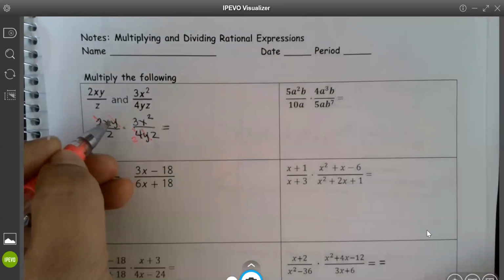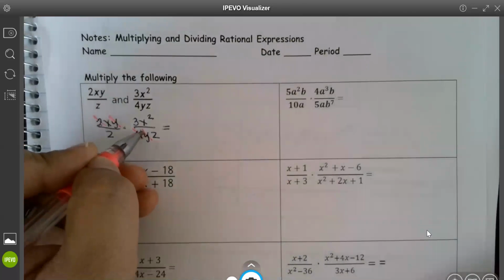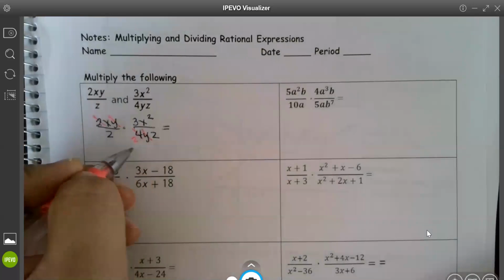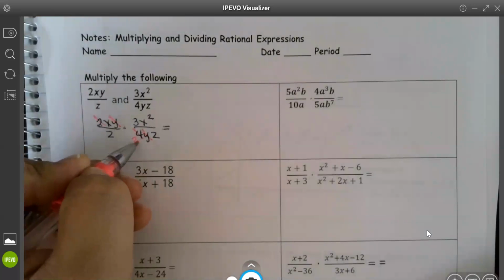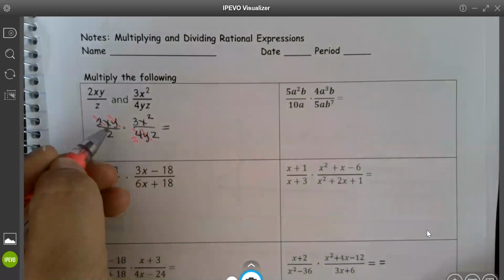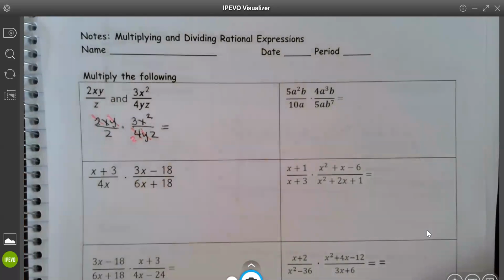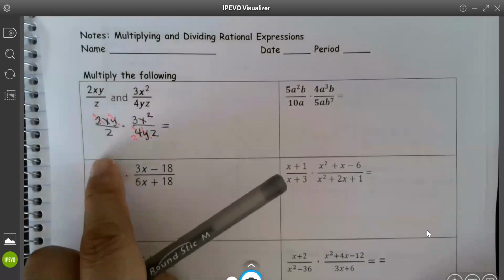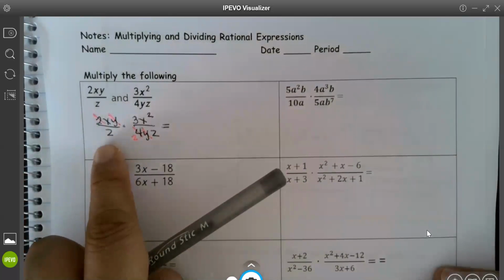So you notice here that y and y can be canceled out, and then 2 and 4. Your 4 becomes 2 because 2 goes into 4 two times. And then no more. Now what you will do with the rest of the terms that you did not cancel is multiply them.